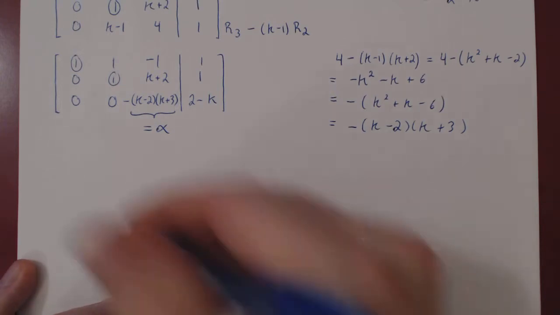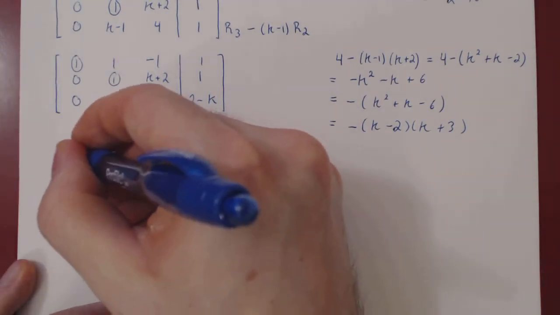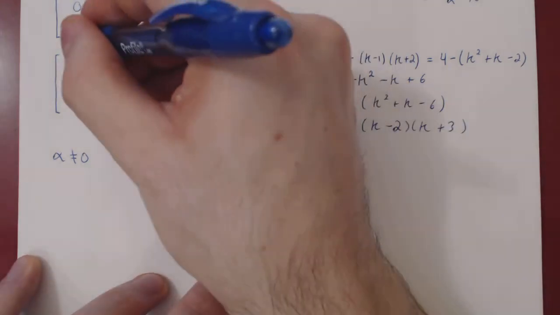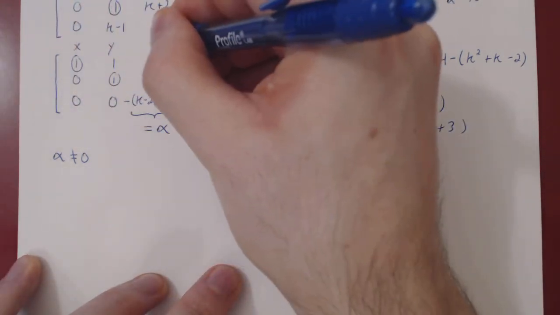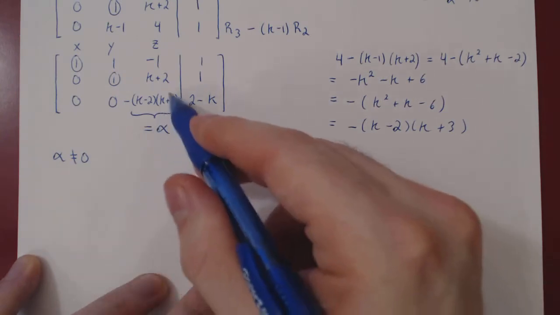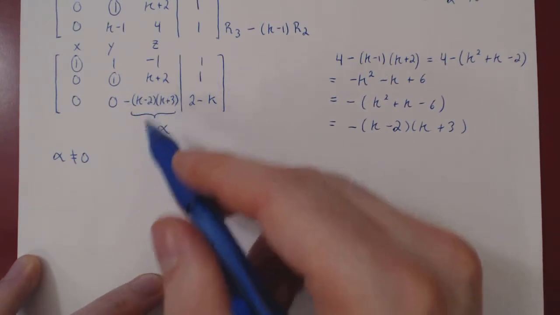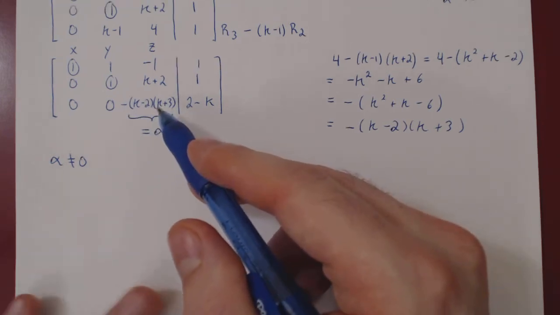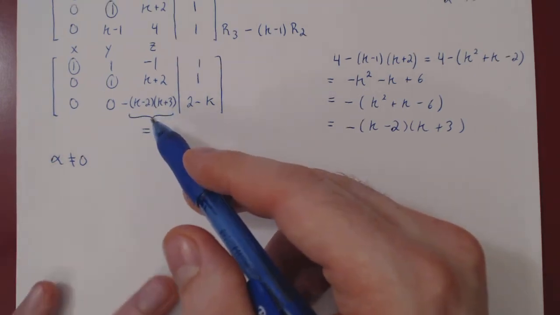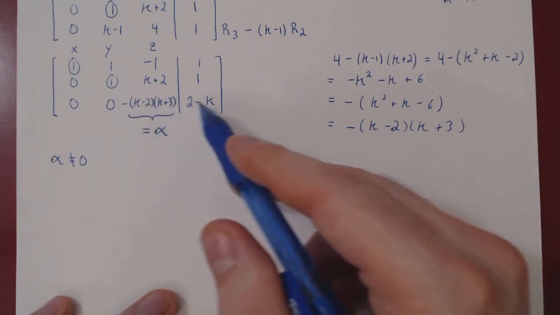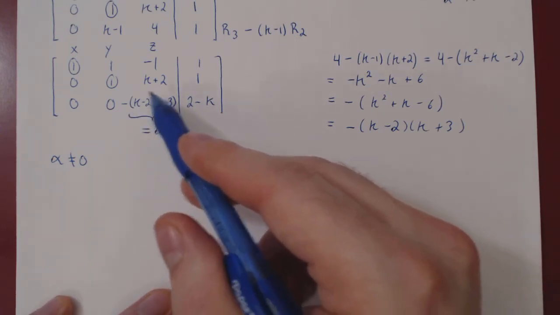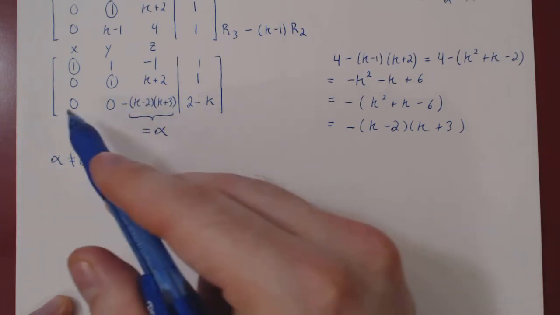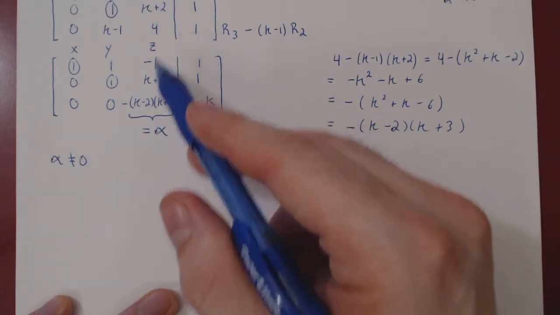Now let's think of it this way. Let's start with this being not equal to 0. Think of what the consequence is. The variables were x, y, and z. Now if alpha, this entry, negative k minus 2 times k plus 3, is not equal to 0, then whatever it is, the next step is to divide by it, and this will become a third leading one. Suppose this entry was 5, multiply by 1 over 5, and z is leading.